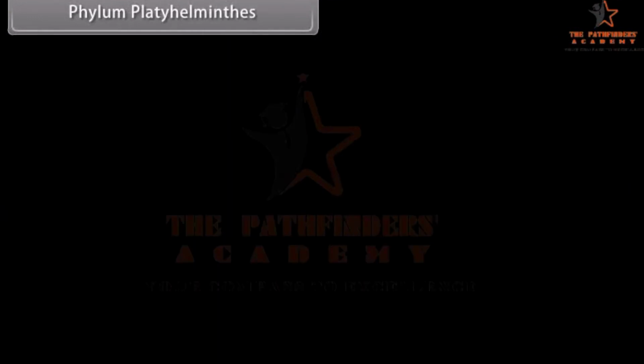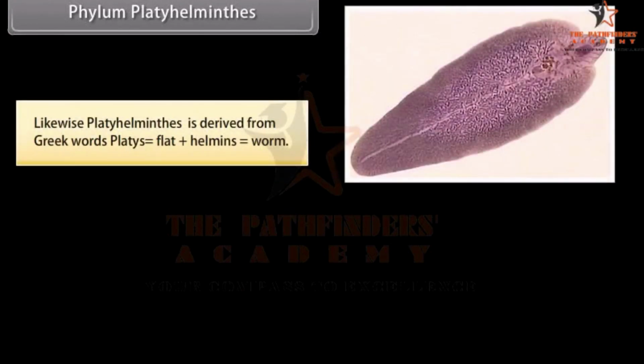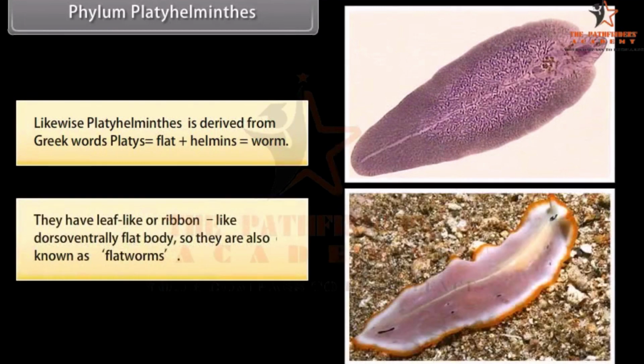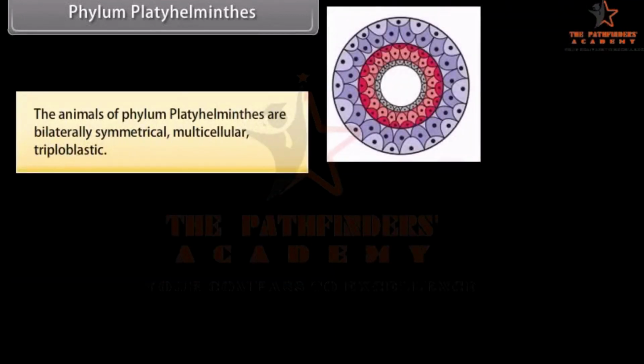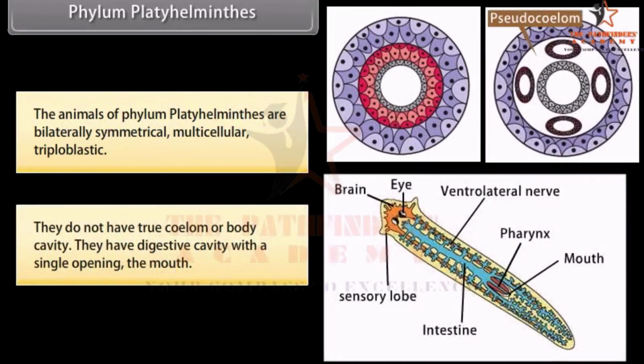Phylum Platyhelminthes. Likewise, Platyhelminthes is derived from Greek words platys, flat, plus helminths, worm. They have a leaf-like or ribbon-like dorso-ventrally flat body, so they are also known as flatworms. The animals of phylum Platyhelminthes are bilaterally symmetrical, multicellular, triploblastic. They do not have a true coelom or body cavity.